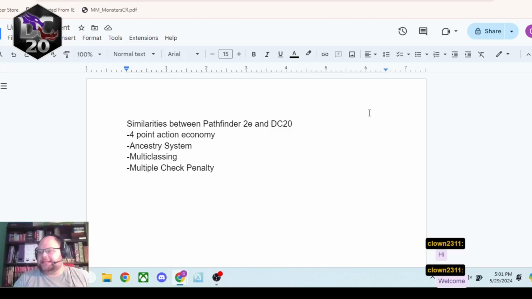Taking things like the ancestry system and the multi-classing, those are more about how you customize your character. And the multiple check penalty is kind of baked into the 4-point action economy, because it's how Pathfinder 2nd edition handles their 3-point action economy, where you get those penalties for trying to do the same thing multiple times in a turn.